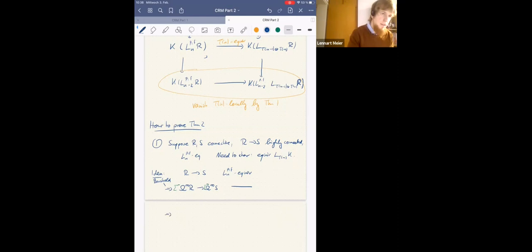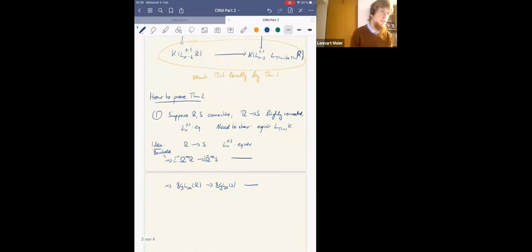And then one does the same thing for this BGL infinity R and BGL infinity S. So this is not so hard to deduce then. But the point is, I can also add the plus here because I said it's detected by homology theory, and the value of this on any homology theory does not change if I add the plus here. But this is the same as omega infinity K of R, and this is omega infinity K of S.